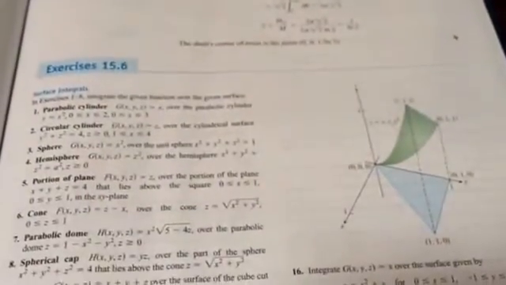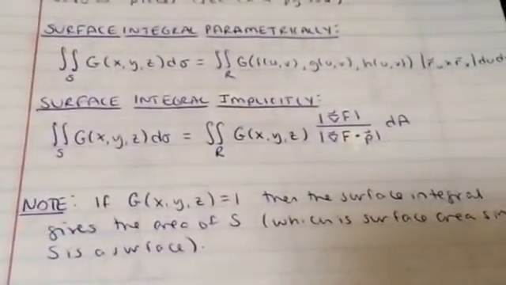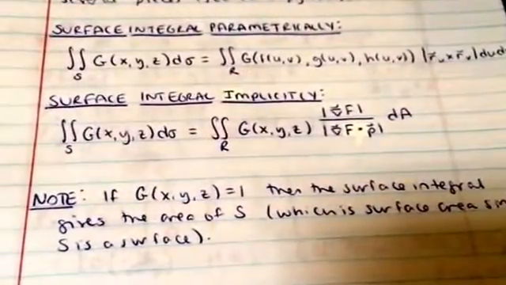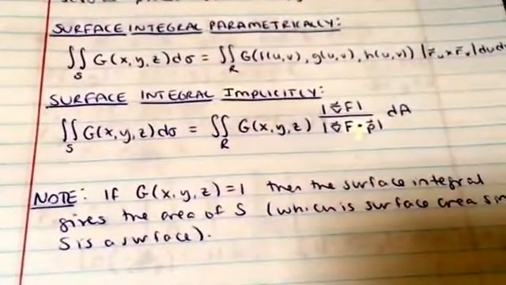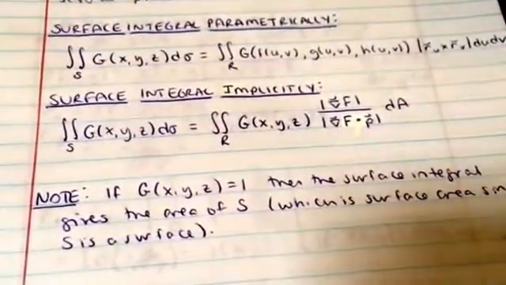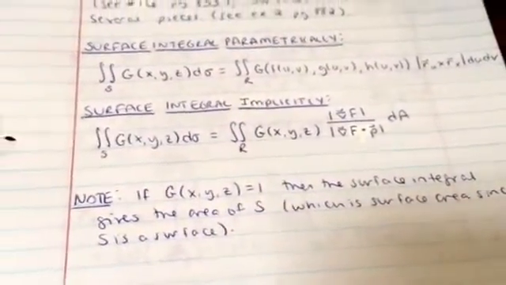Okay, so we're going to look at some examples. This is page 887. Actually, first here I'll show you. These are the same things I just showed you, but if it's easier to have them without all the extra fluff, then here are the 2 formulas, parametrically and implicitly, and again, the fact that you can use these to find area if your g is 1.